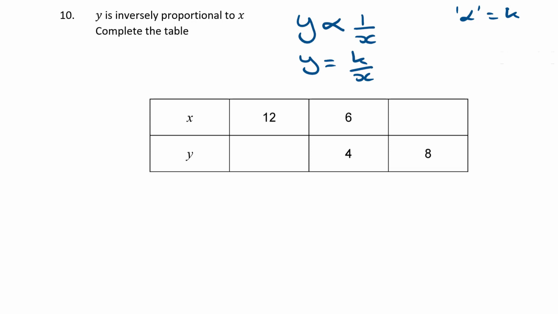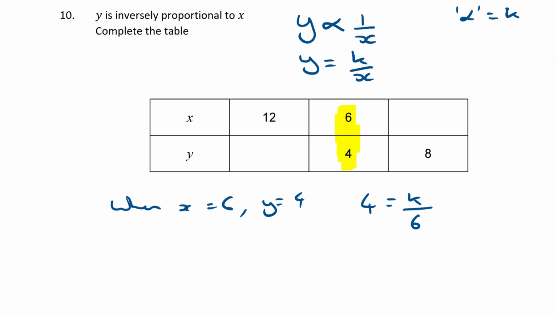Okay, now you can find the constant k if you've got your value of x and your value of y that go together. Now we've got one of those in the table. If you look at this table, I've got two numbers here that go together. When x is 6, y is equal to 4. So sub in x equals 6, y equals 4 into my partial equation, y equals k over x. I should be able to find out what k is. So that becomes 4 equals k over 6.